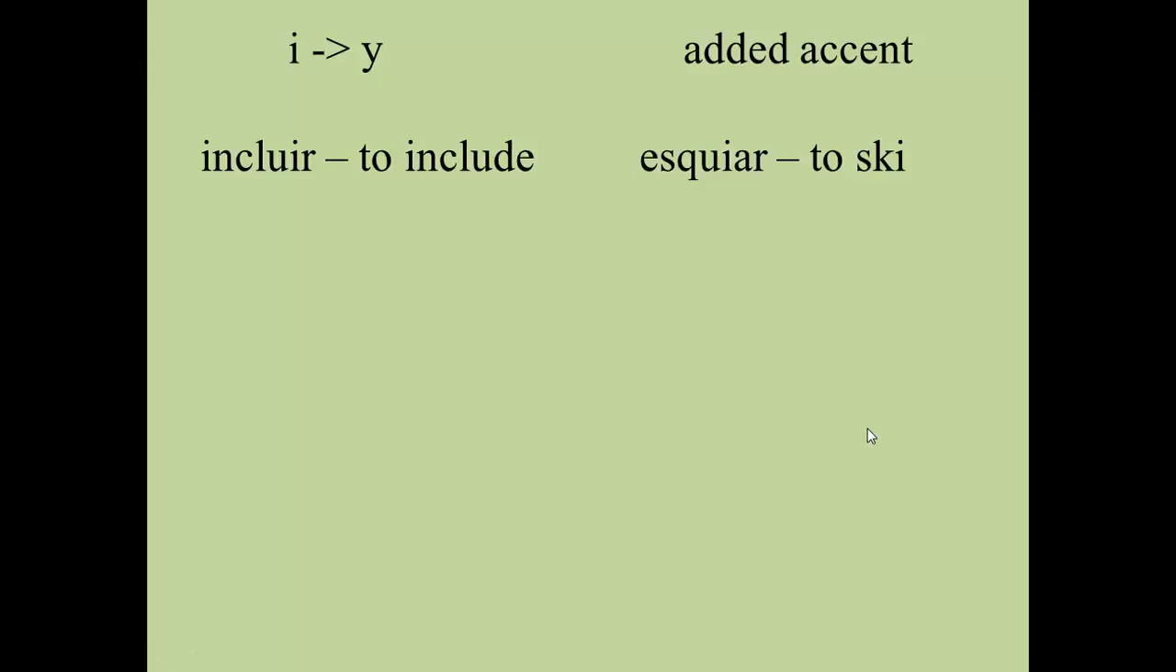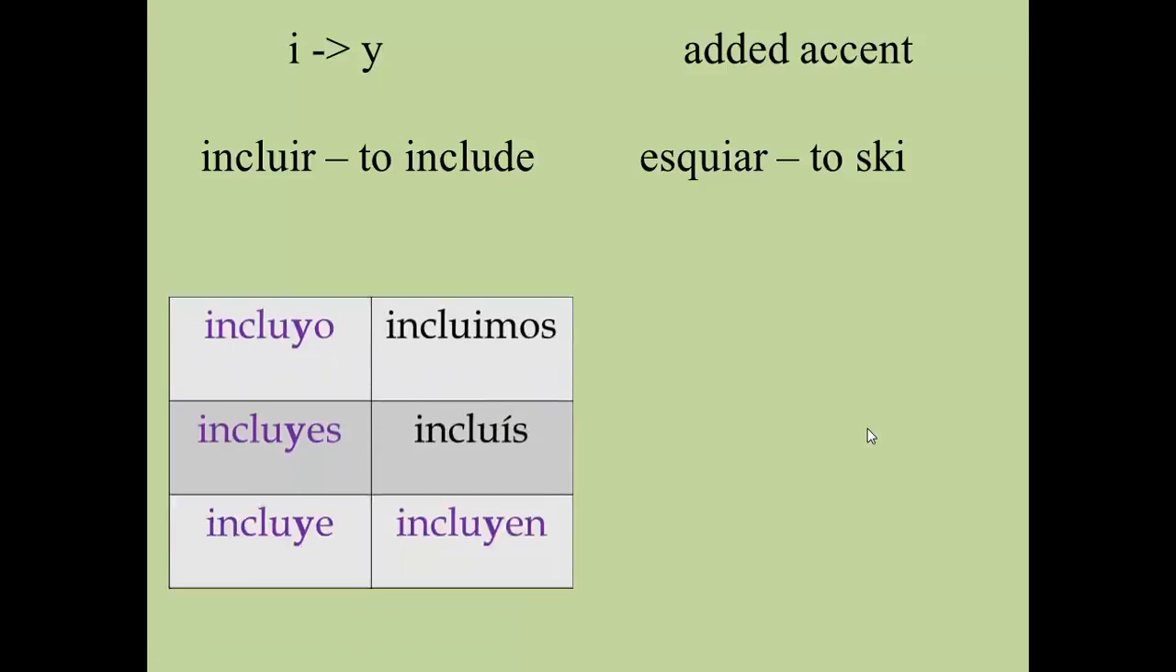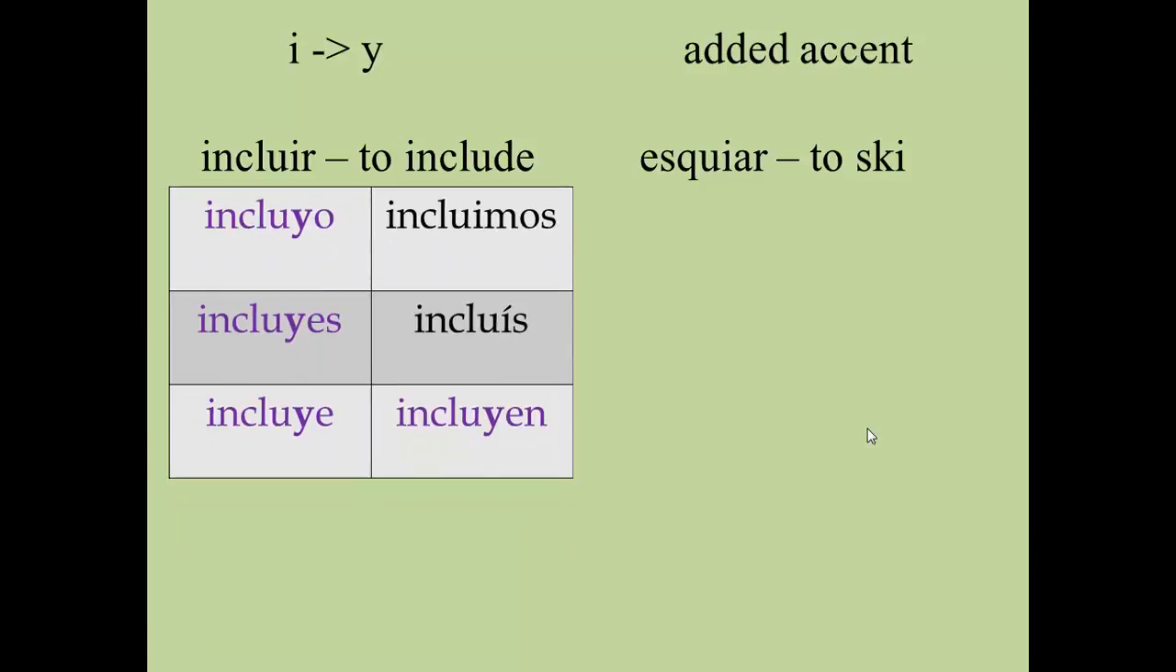So like the verb incluir, and you'll see that the I would just be substituted for the Y. And it gets the regular endings, the o, es, e, imos, ís, en, but the I is going to stay in there but change to a Y. So incluyo, incluyes, incluye, incluimos, incluís, incluyen.